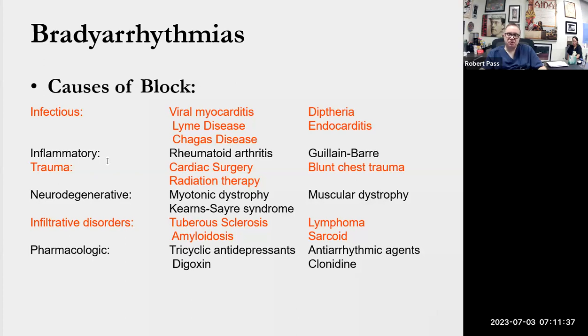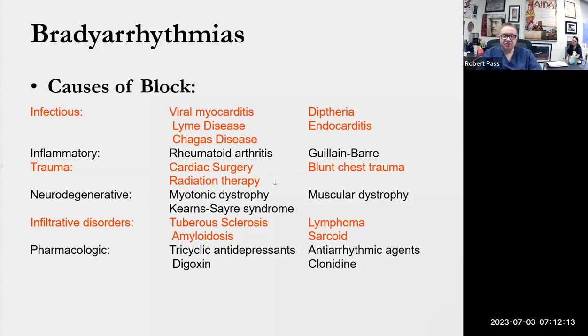Now, there are also, of course, many, many other potential causes. Probably the second most common in our business is viral myocarditis, but many infectious diseases such as Lyme disease, Chagas disease, diphtheria, thankfully we don't see that as much with immunization, endocarditis, all of these can cause block. Multiple inflammatory disorders, particularly rheumatoid arthritis or Guillain-Barré, can cause heart block. We've already talked about trauma from heart surgery. You can also have AV block from blunt chest trauma or from radiation therapy.